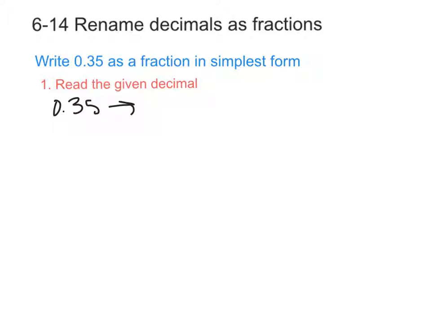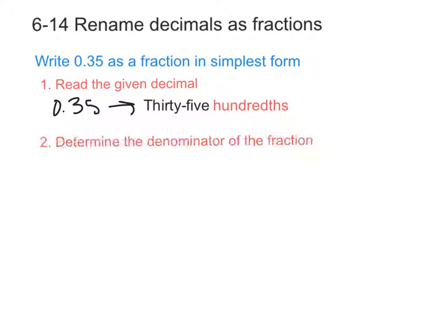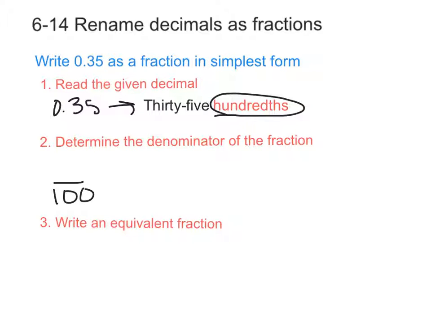0.35 is read as 35 hundredths. And now we can determine the denominator of the fraction. Since it's 35 hundredths, our denominator is 100. Makes sense, right? And now we can write the equivalent fraction as 35 100ths, or 35 over 100.